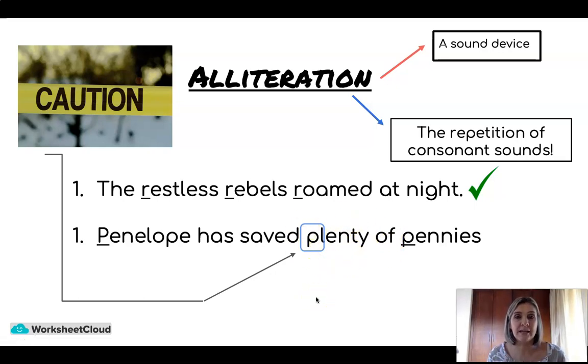So you got penny, Penelope, and penny, and then you got plenty. So the repetition of the sound is different between the Penelope and the plenty. So it's got two consonants there, and so the sound is slightly different. I wonder if you noticed here, restless rebels roamed. They're right next to each other. Alliteration can be right next to each other, like boom, bam, but it can also be separated by other words like Penelope and pennies, as long as it's the same consonant sound.